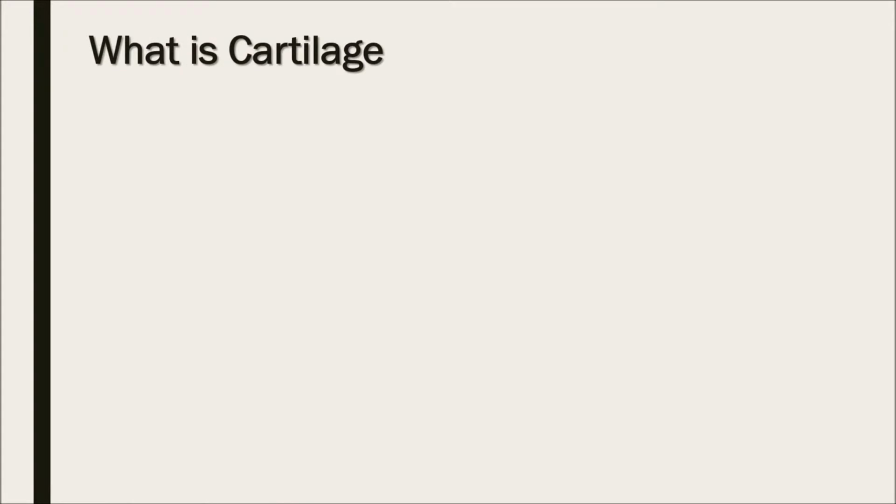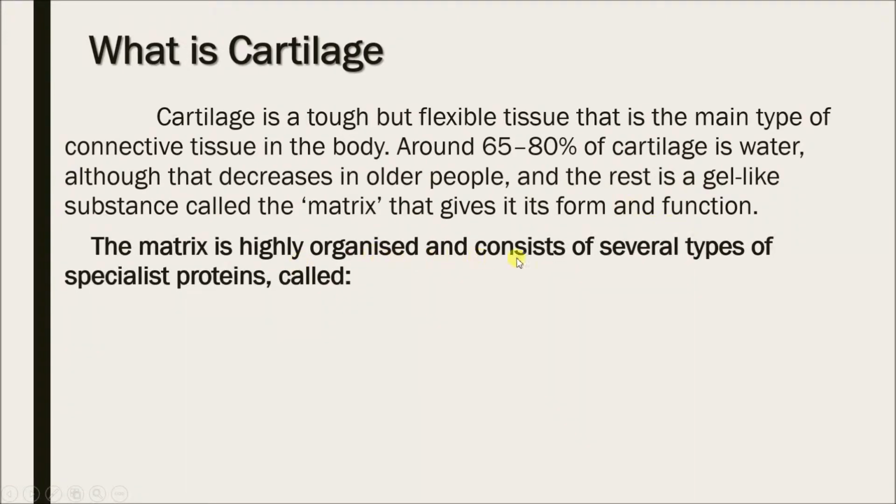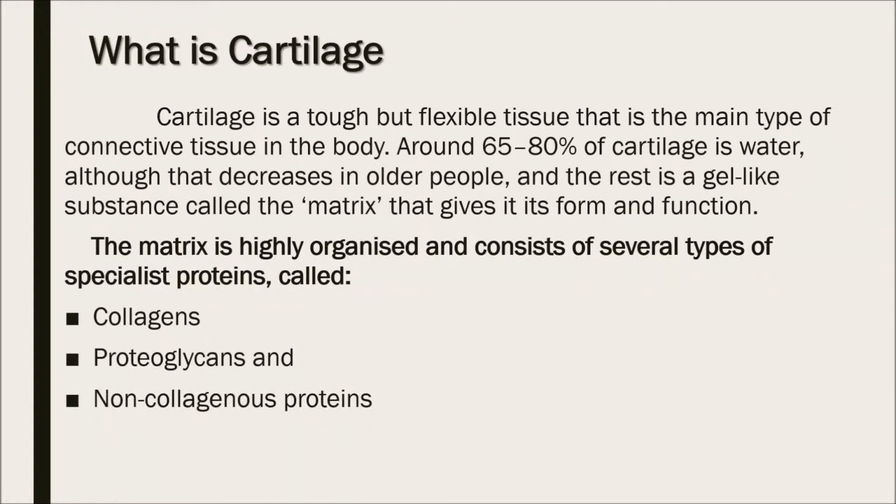And now we will discuss these one by one. First is, what is cartilage? Cartilage is a tough but flexible tissue that is the main type of connective tissue in the body. Around 65 to 80% of cartilage is water, although that decreases in older people, and the rest is a gel-like substance called the matrix that gives it its form and function. The matrix is highly organized and consists of several types of specialist protein called collagen, proteoglycans, and non-collagenous protein.